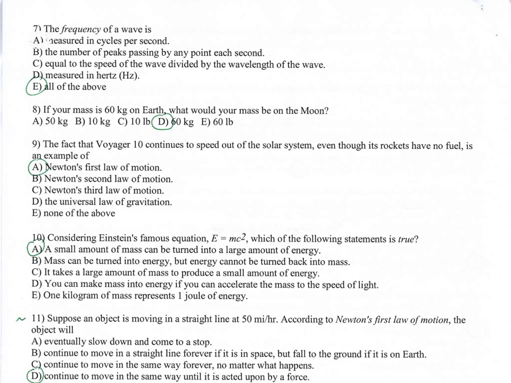Question 7, frequency. This was one where I actually went back and hand checked it. The best answer for this actually is E, all of the above. As you can see in the whited out area, I picked A right off the bat, but it's true that frequency is a measure of cycles per second. It's also true that we're looking at peaks passing any point per second, and actually C and D are also true about frequency, so E is the best answer there.